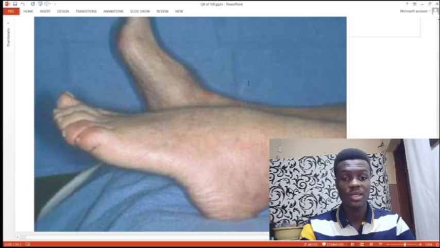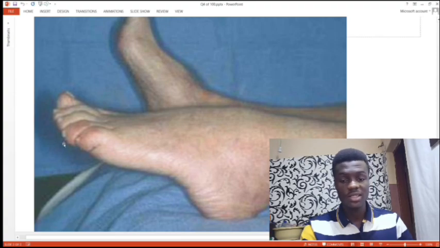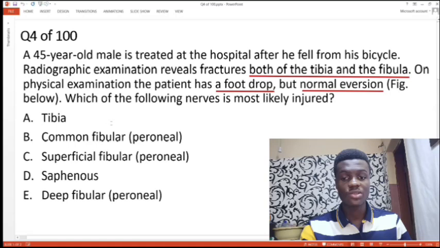From the image that we were given, this foot right here, you see it's plantar flexed. The other one is very well, nothing is wrong with the other foot. But this foot right here is plantar flexed and this is foot drop basically. So it will be in this shape. This is foot drop. The patient cannot dorsiflex and the foot remains plantar flexed. Now let's discuss the options one after the other.